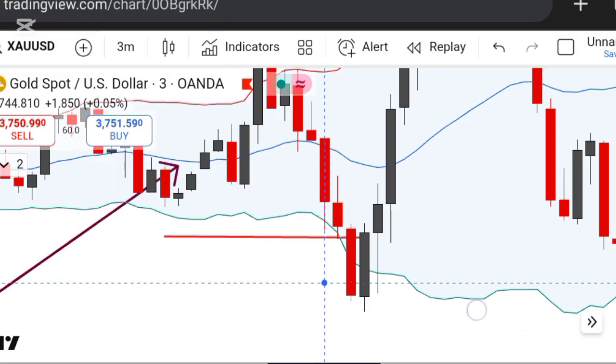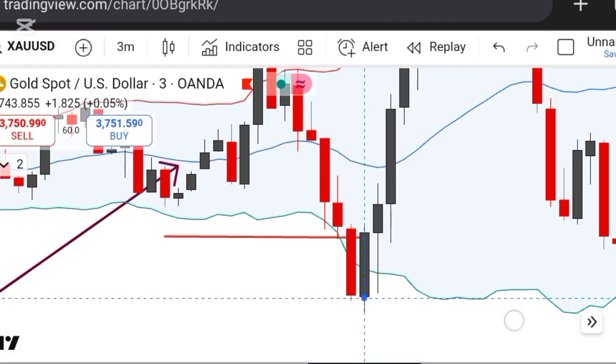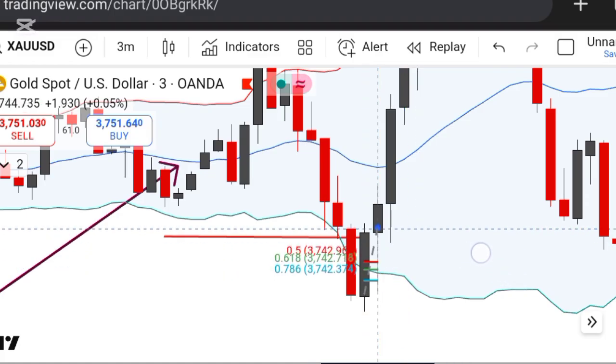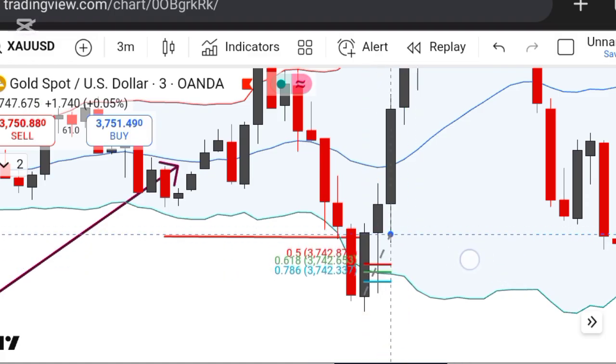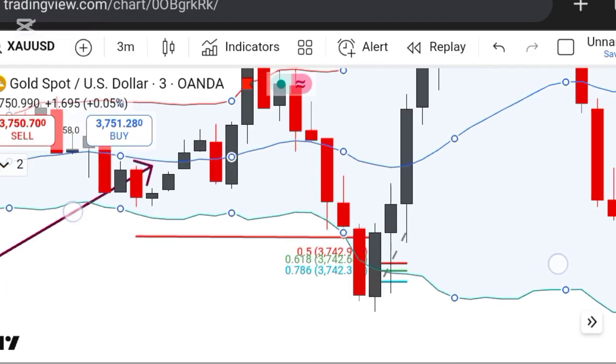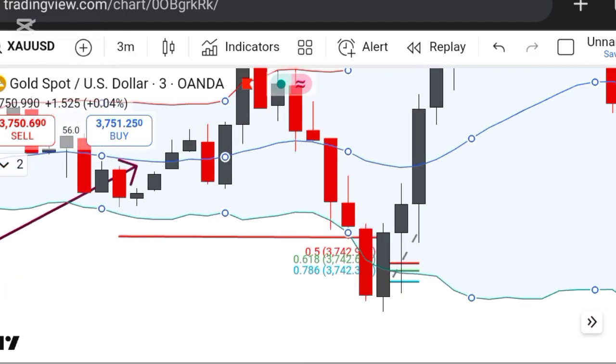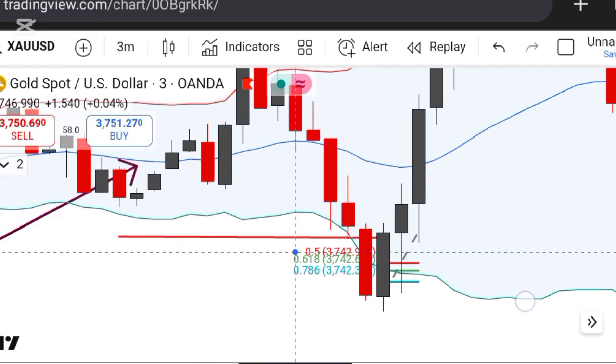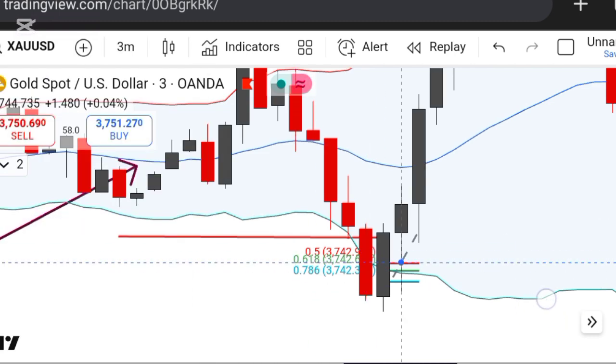Since it's a buy position, you place it from the bottom of this candle and take it up right there. Then 50% of this candle will be at the 0.5 right here. It's a long position too. 0.5 right there.